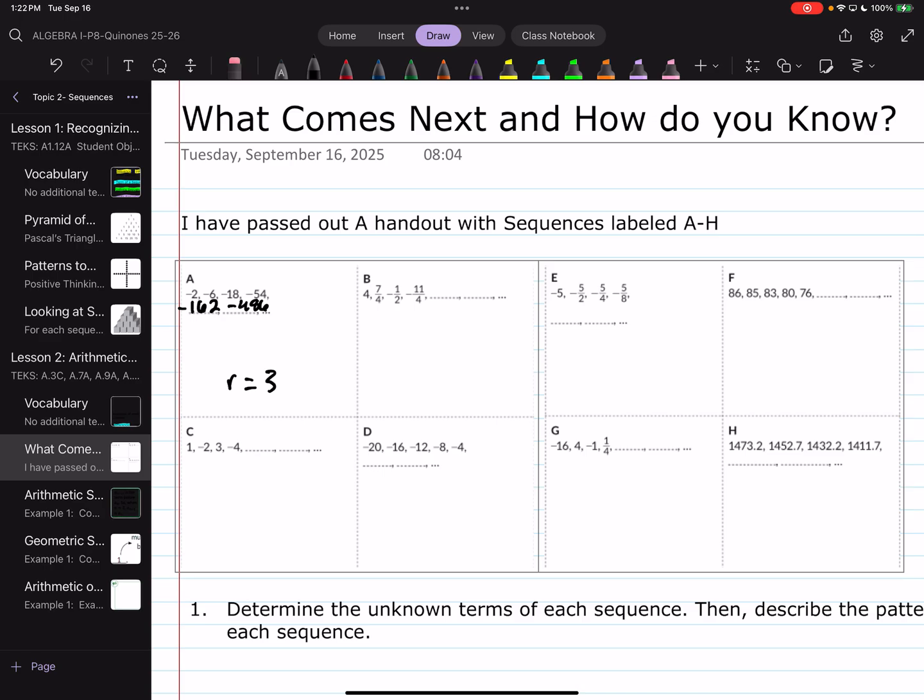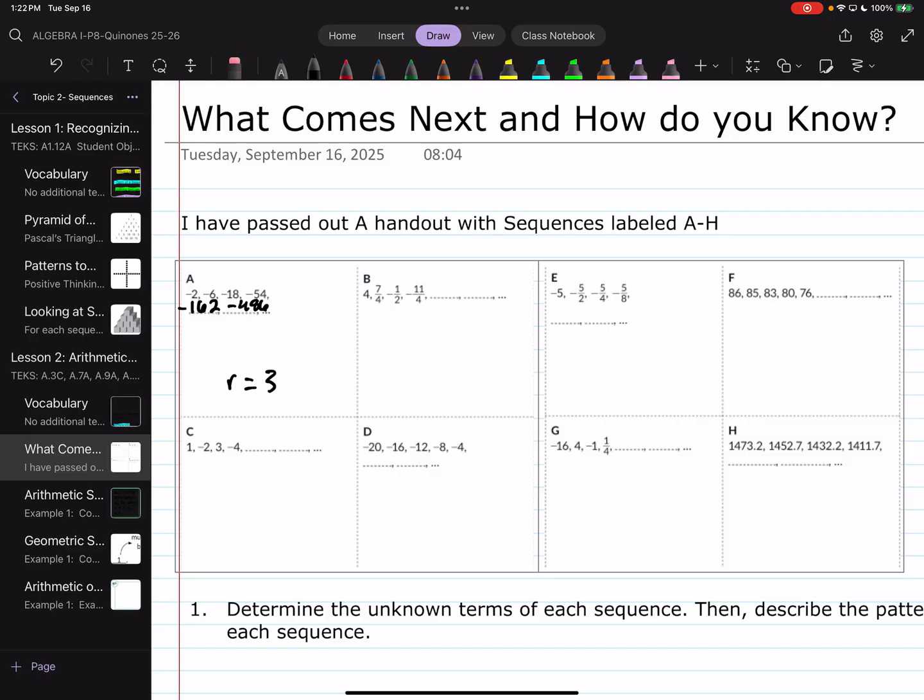Yes, but are you adding the same thing every single time? That's the only way it can be arithmetic, right? Geometric. Are you multiplying the same thing every single time? No. So if you can't add the same thing every time, you have to multiply. Sometimes that we talked about. Have we talked about it?